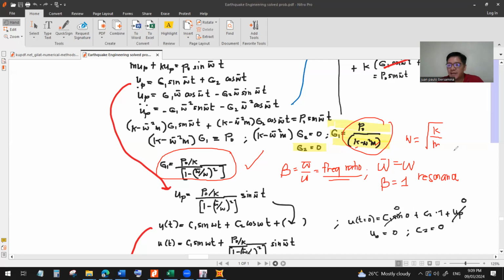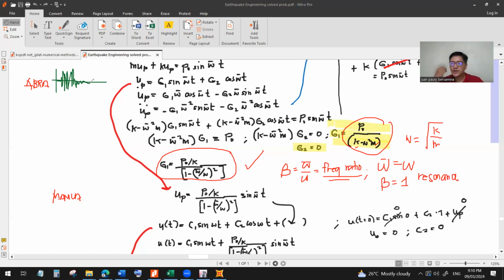Even that, there are many applications, as you will observe. For example, let's say an earthquake occurs. Last time there was an earthquake in Abra. Let's say Abra is here, then we are here in Manila. So let's say the epicenter is at Abra, of course. Then the ground motion there is very large, very fast.